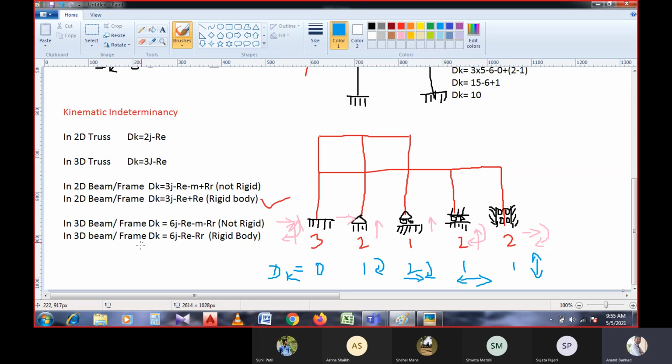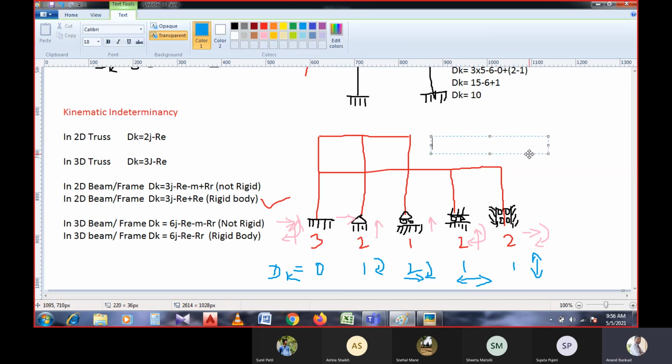So now we are able to calculate. Here I will write it as: degree of kinematic indeterminacy for the given structure is 3 times the number of joints. So how many joints are there? 1, 2, 3, 4, 5, 6, 7, 8, 9, 10, 11, 12, 13. 13 joints are there, right? Plus, how many external reactions are there? These are external reactions and these are supports. Now here we are going to calculate external reactions. 3 plus 2, 5, 6, 7, 8, 9, 10. 10 numbers of external reactions are there.